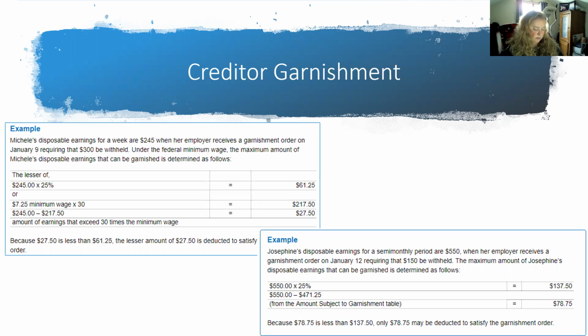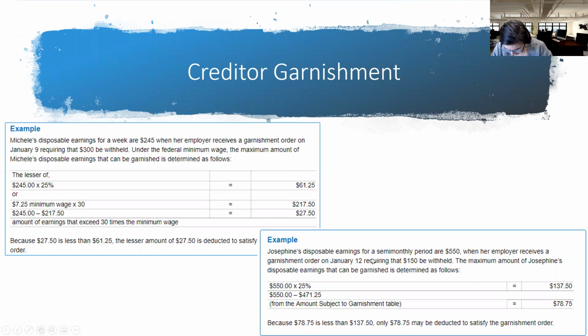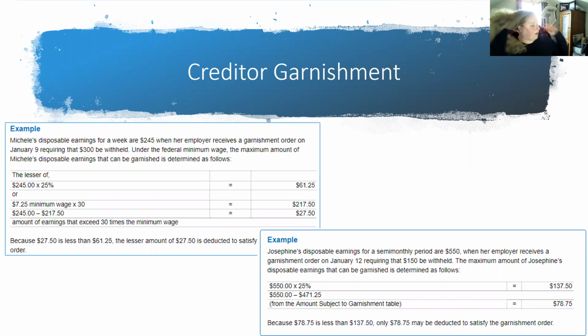Is it 60 or 75? Gosh, I would have to look at the table again. I think it's 75. I would have to look at the table again. But anyways, you can't withhold the whole percentage. You have to only do the 78.75 that's subject to garnishment because they have to have that minimum take-home pay.